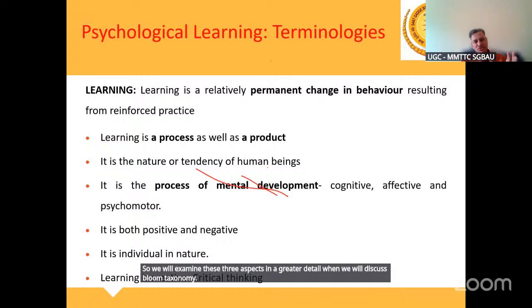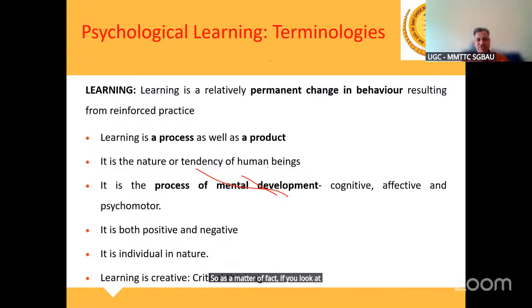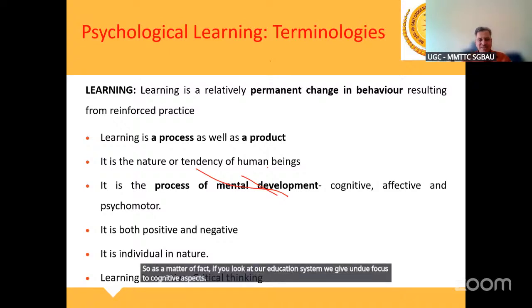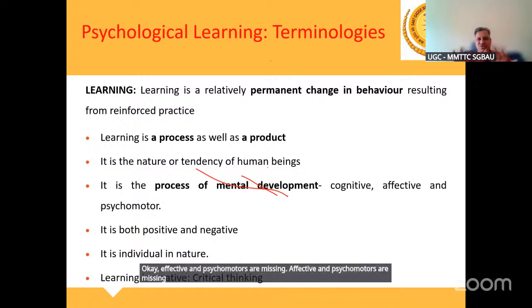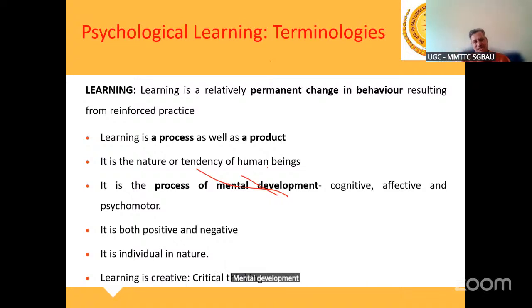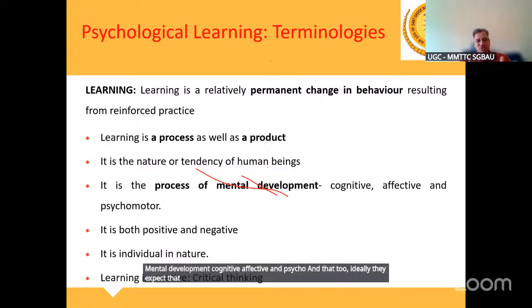As a matter of fact, if you look at our education system, we give undue focus to cognitive aspects, okay? Affective and psychomotors are missing. How to accommodate it? That is what this NEP talks about. Okay, so NEP, as a matter of fact, it uses all these 3 aspects of mental development: cognitive, affective, and psychomotor. And ideally, they expect that equal treatment should be given to all of them.